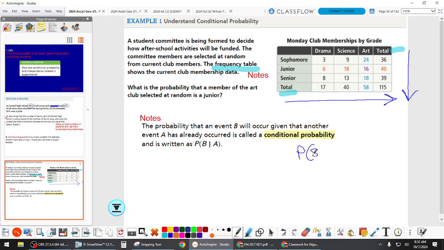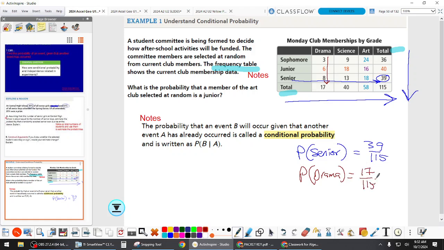If I just said probability that you pick a senior at random, what would you say? So here's all the seniors, you have 39, and we have 150 students. So it's just 39 out of 150. Okay, so that's one direction, two-way frequency table. Then I could say, what's the probability that you chose a drama student? What would that be? 17 out of 115. That's the other direction. So do you see why it's called two-way?